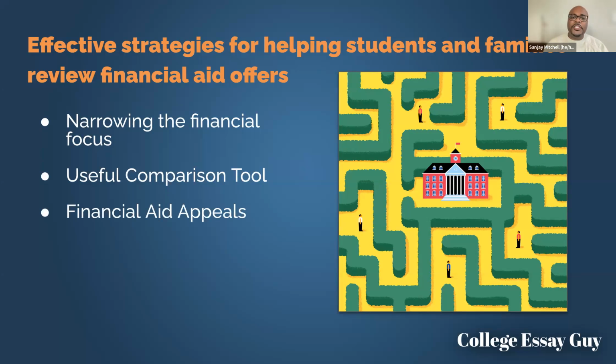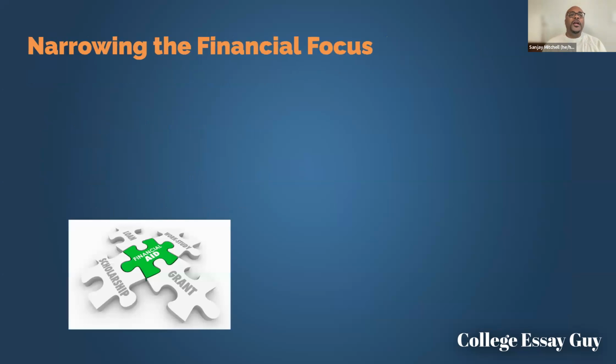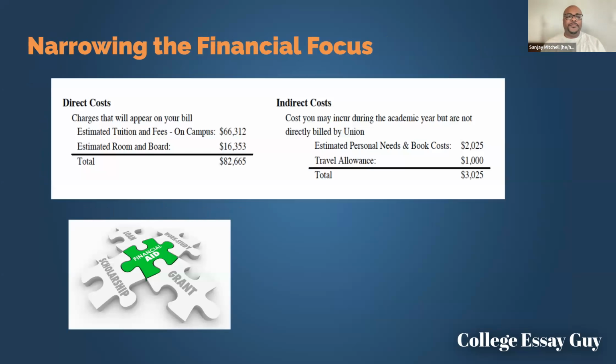Then we'll talk about financial aid appeals. How do we go about doing that? What are some easy, quick ways that our students and families can go through appealing for more money in order to ensure that they can make those dreams come true? So let's really look at narrowing the financial focus.